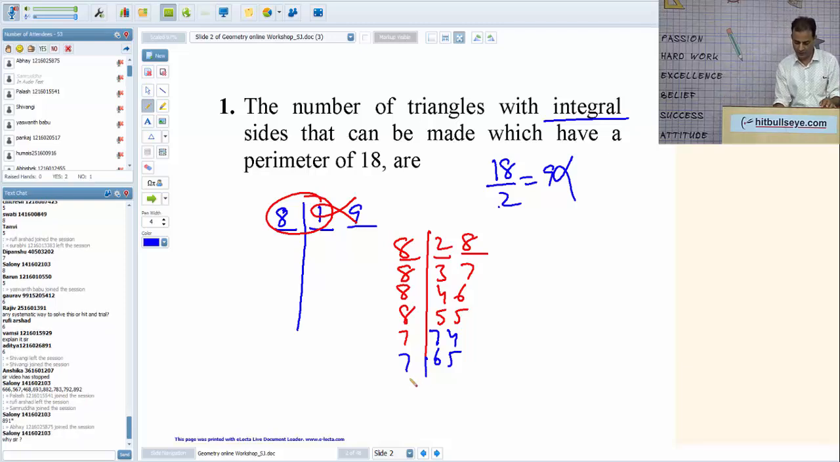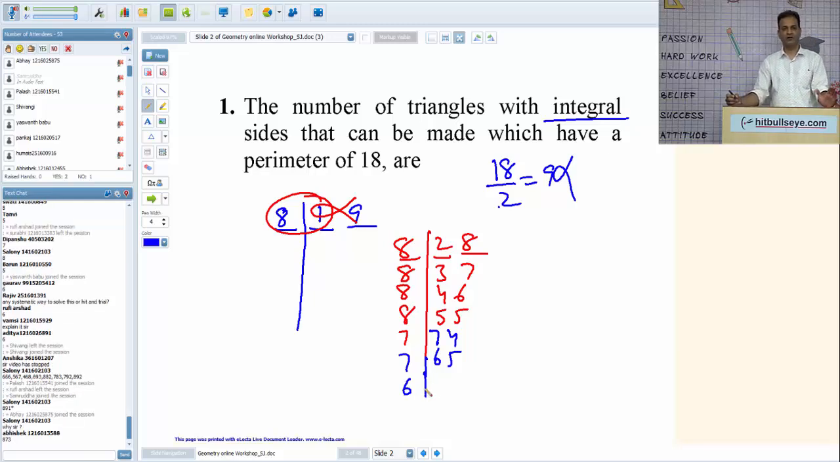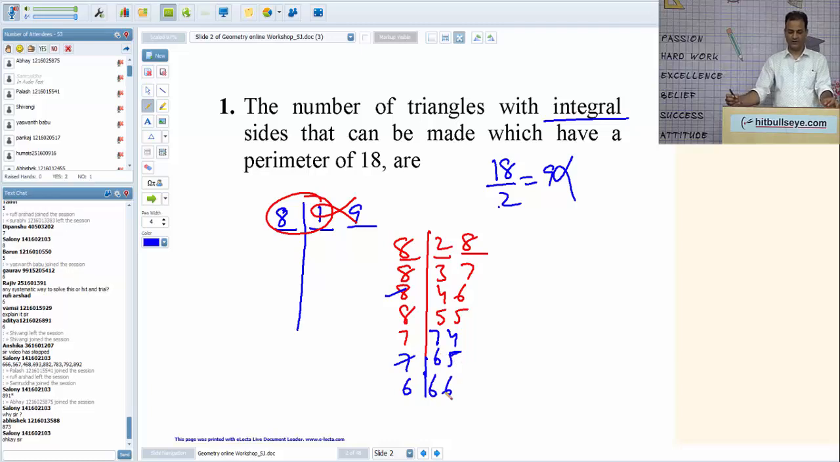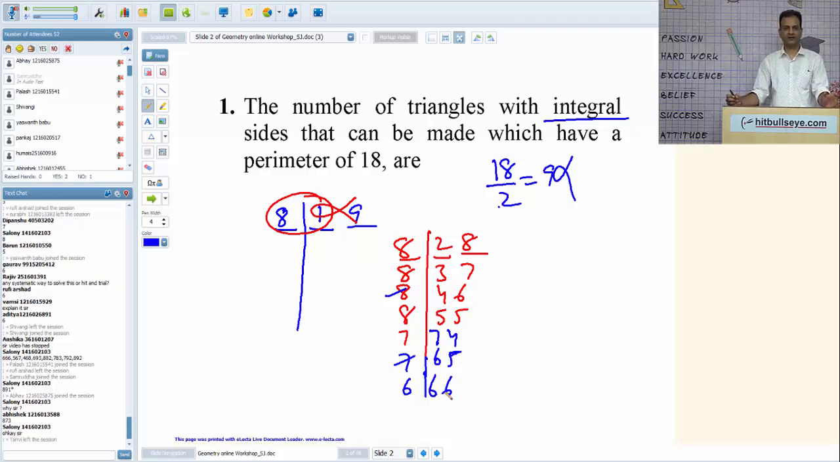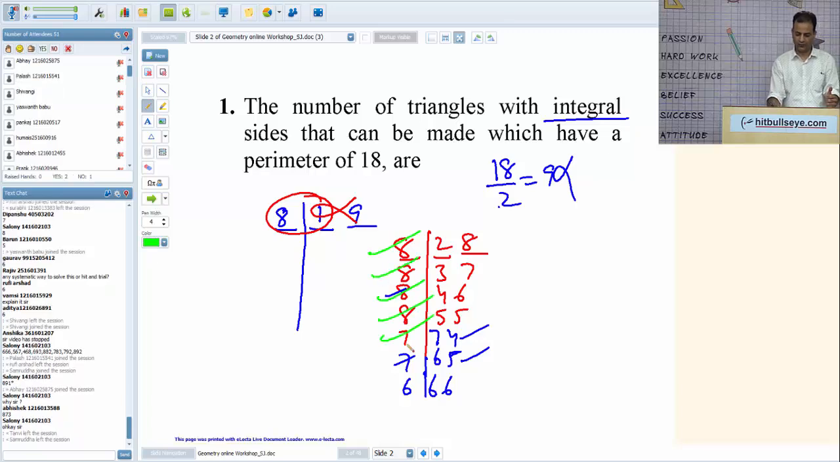And now here you can write 6. When it is 6, the other two sides will be, friends, 12. And how can you make 12? 8 plus 4 is already there. 7 plus 5 is already there. 6 plus 6: only one triangle, 6, 6, 6. After that, 5 is already there, 4 is already there. That means you can make only 1, 2, 3, 4, 5, 6, 7 triangles.